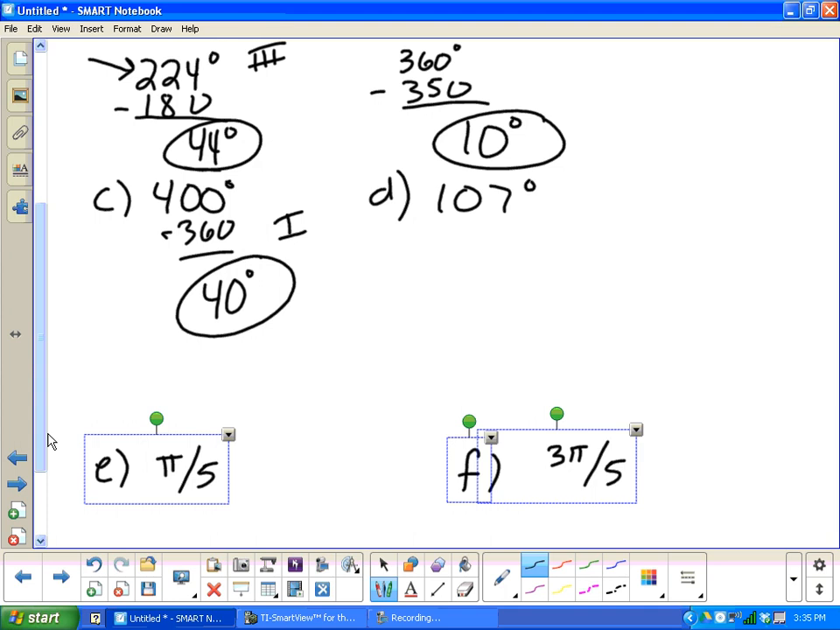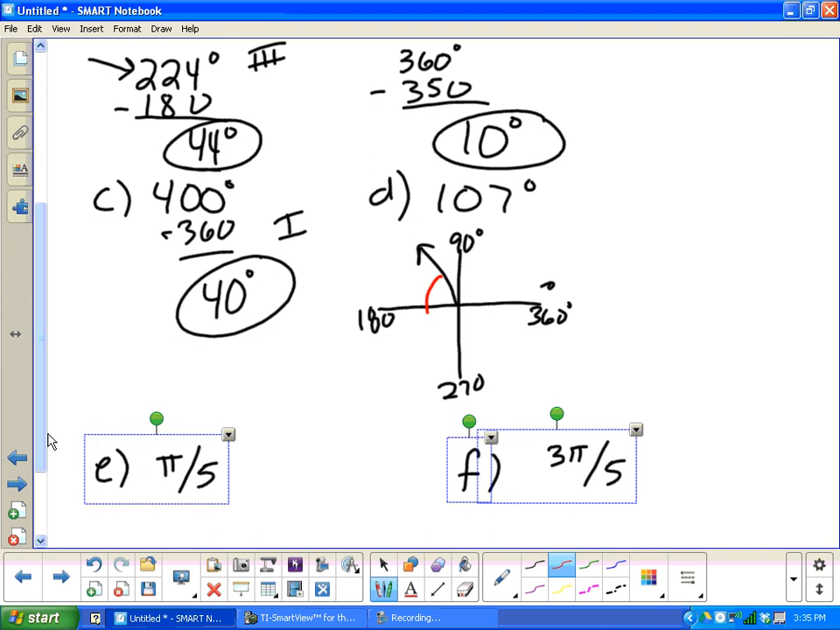Now on part D, we'll draw this one. We're doing 107 degrees, so that's 90, that's 180. This is how we could draw it here. This is 270. And then we started at 0 and went all the way around to 360. So 107 would be just past 90 right there. So we're looking for this reference angle right there.